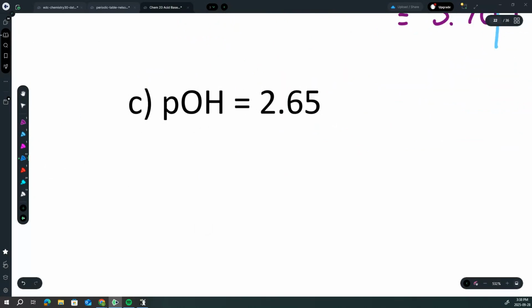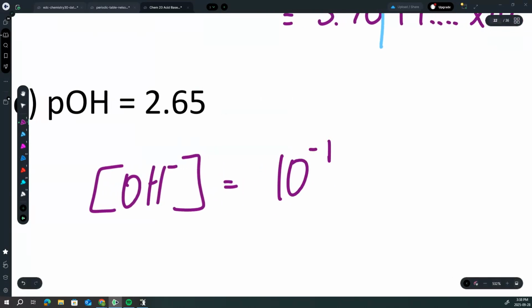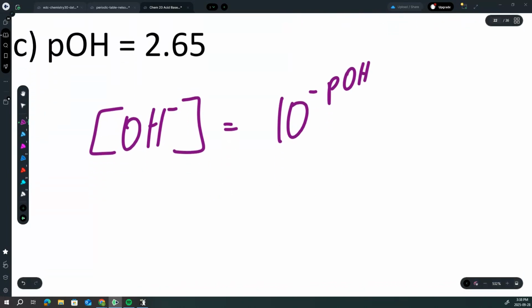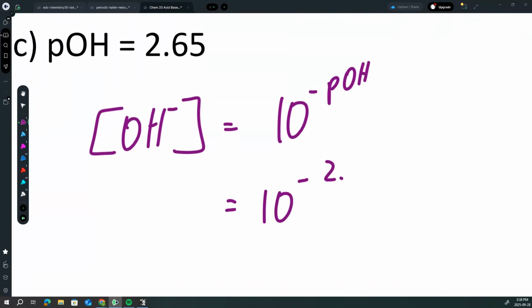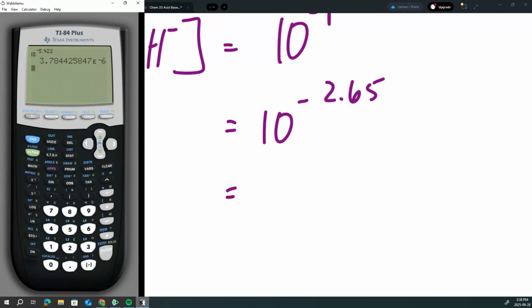Okay, last one here. Start off with our formula. And then plug that into my calculator here, negative 2.65. Boom. Okay, so 0.002238.